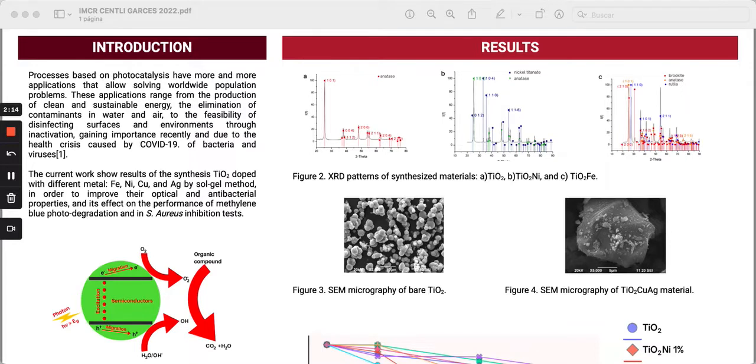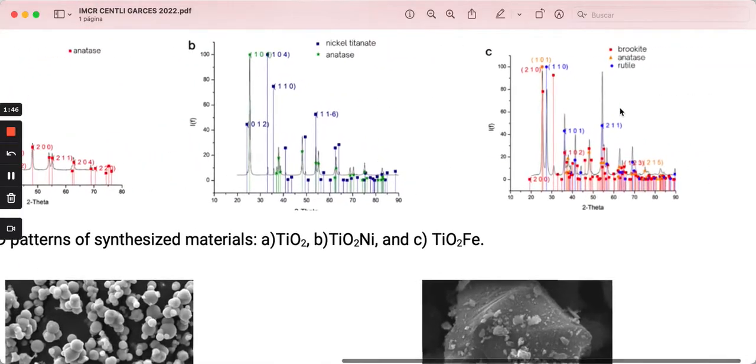by X-ray diffraction. The most interesting, I think, is the third one, the letter C, because this one belongs to the iron photocatalyst, and as we can see, this one has all three of the phases, these crystallographic phases.